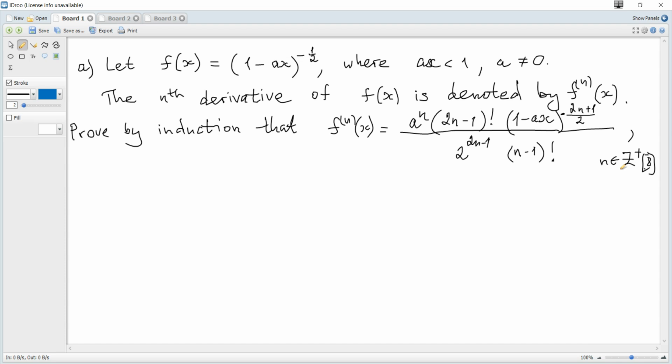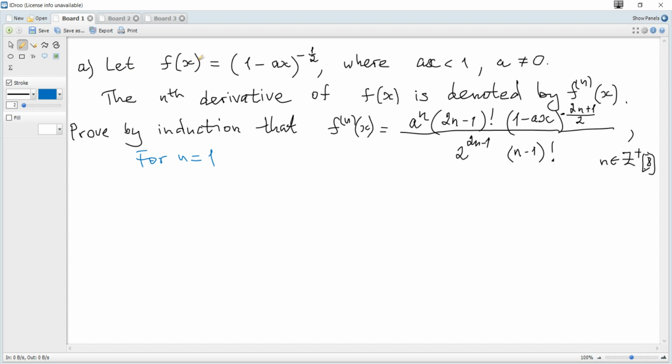Let f of x be 1 minus ax to the power negative a half. Prove by induction that the nth derivative of f is equal to this expression. N is a positive integer, n is 1, 2, 3, and so on. So we start as usual with the smallest possible value for n. It's 1, so we write for n is 1.